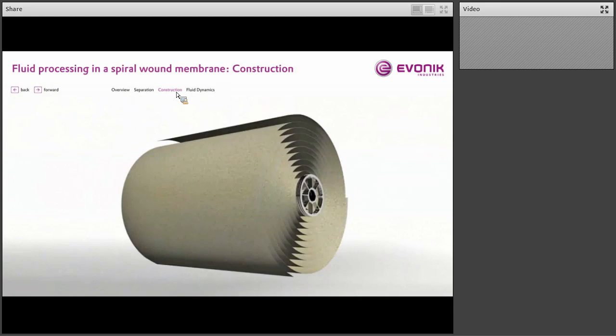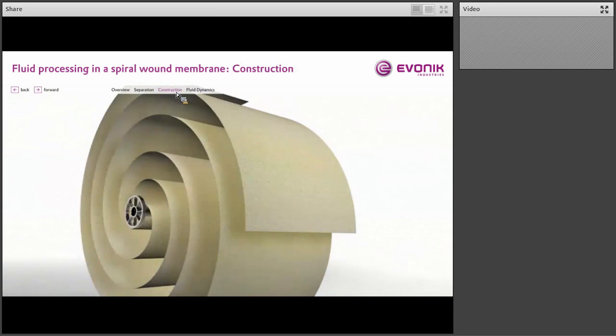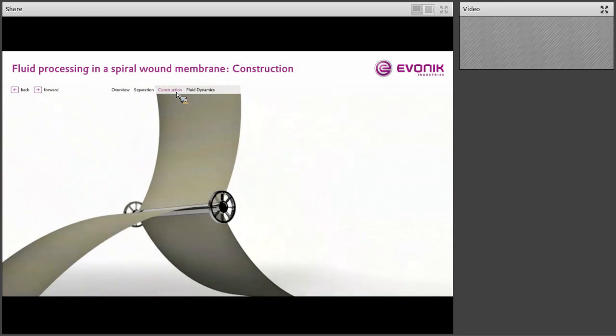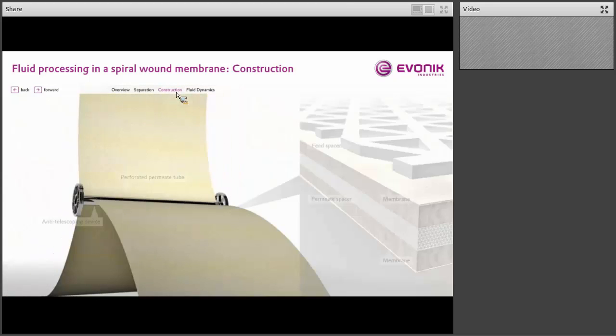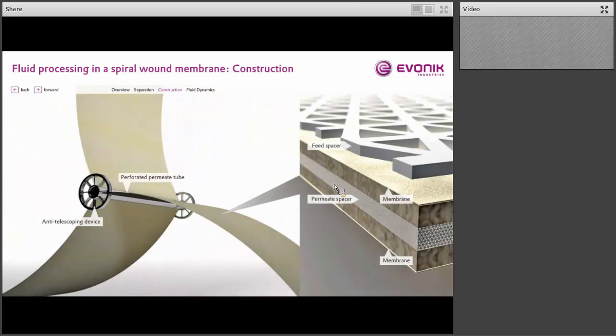So to construct that, what we do is we take a whole series of membrane leaves. And each one of these membrane leaves is hollow. So it's a membrane on both sides. So what you've got is a permeate spacer, and you've got a membrane on each side of that, so that each one of these leaves has a membrane, then a permeate spacer, and then a membrane. So as fluid pushes down into this membrane, it goes through the membrane, it will then pass down through this permeate spacer until it reaches this perforated permeate tube here in the center.